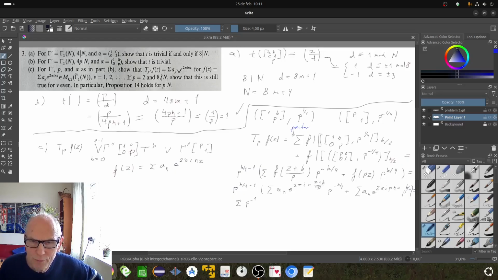And if p doesn't divide n, then this will vanish. And if p does divide n, then we get p equal addends.